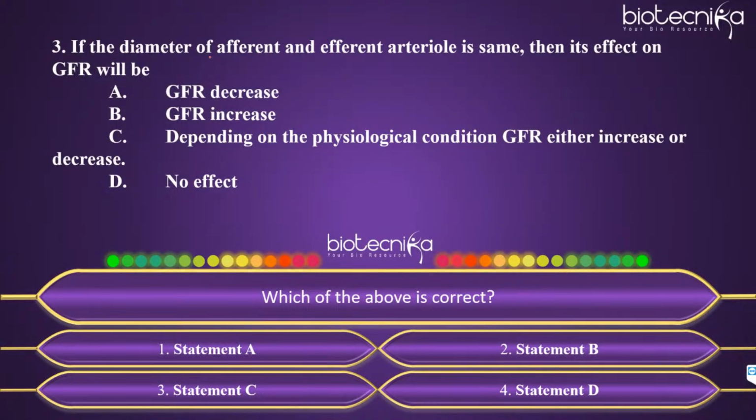The next question is related again to the excretory system. If the diameter of the afferent and efferent arteriole is the same, then its effect on GFR will be: A, GFR will decrease; B, GFR will increase; C, depending on the physiological condition, GFR either increases or decreases; D, no effect. Very important. Here you have to know what the afferent arteriole is, what the efferent arteriole is, and where they are present. So all that you need to know.